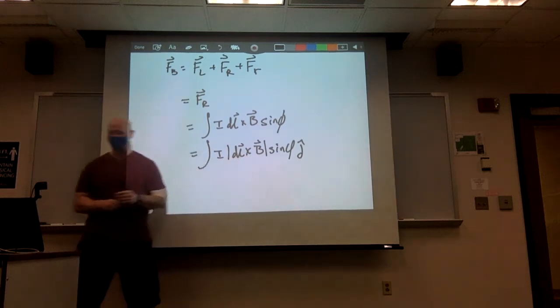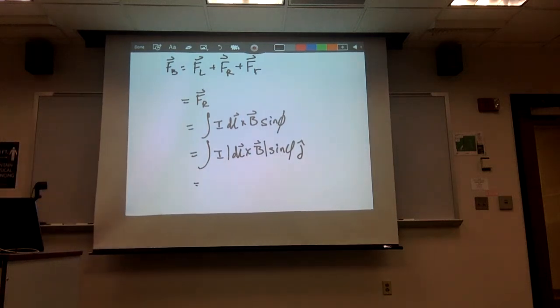Now let's write out what this thing is by definition. So this is going to be equal to the integral of I times the magnitude of the differential length crossed with B, which is the magnitude of the magnetic field, times sine of the angle between them, let's call that theta. And then I need the piece that tells me I'm looking at the vertical portion, which is the sine of phi, all in the j hat direction. Okay?